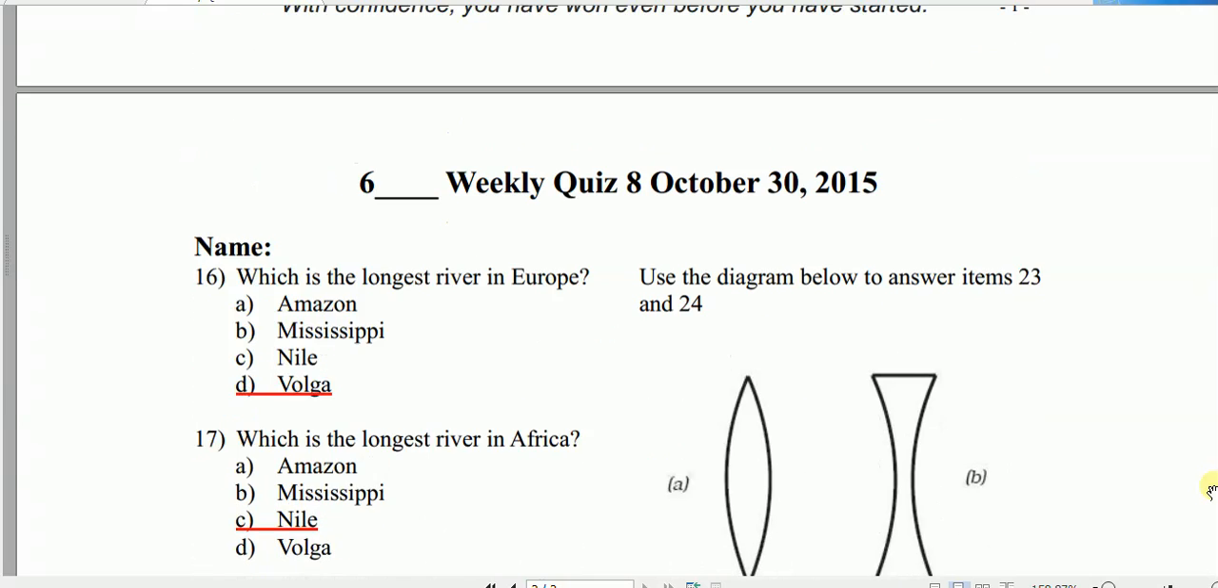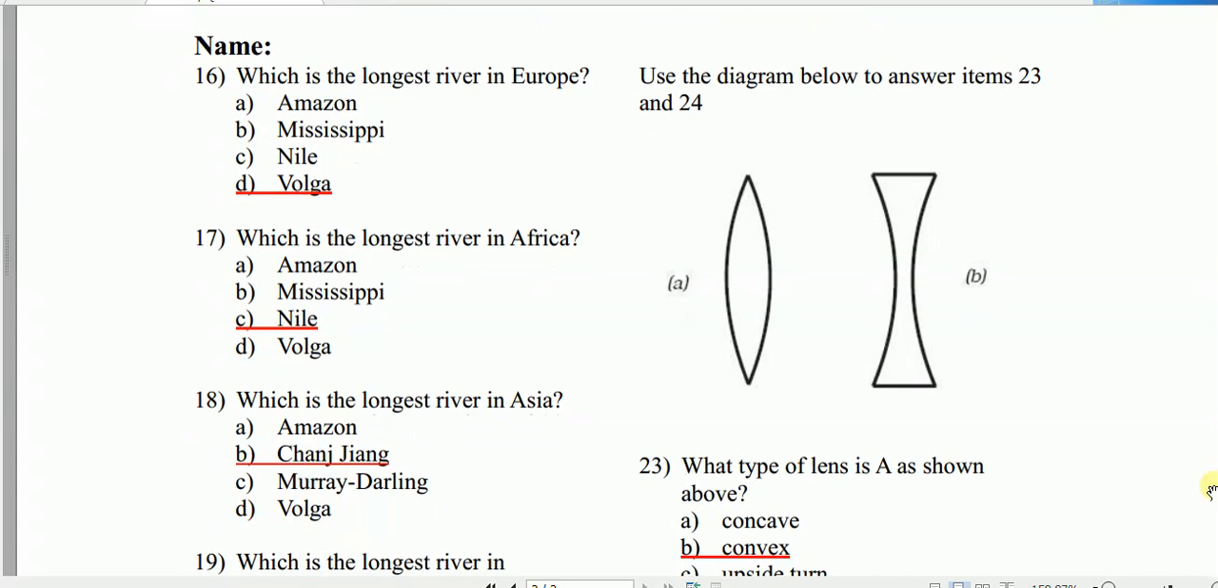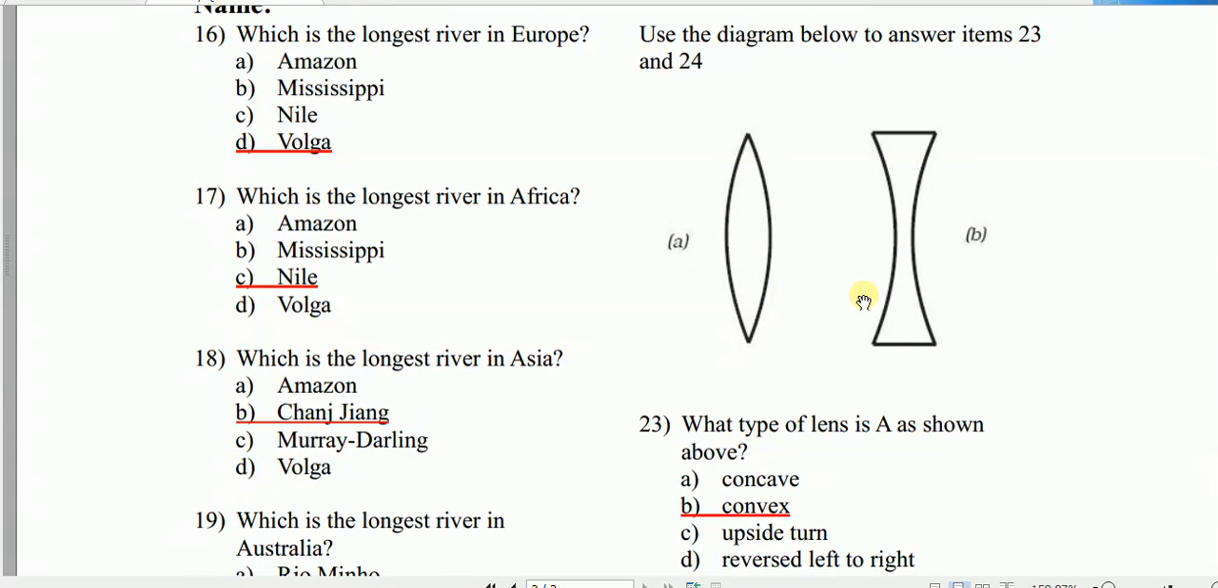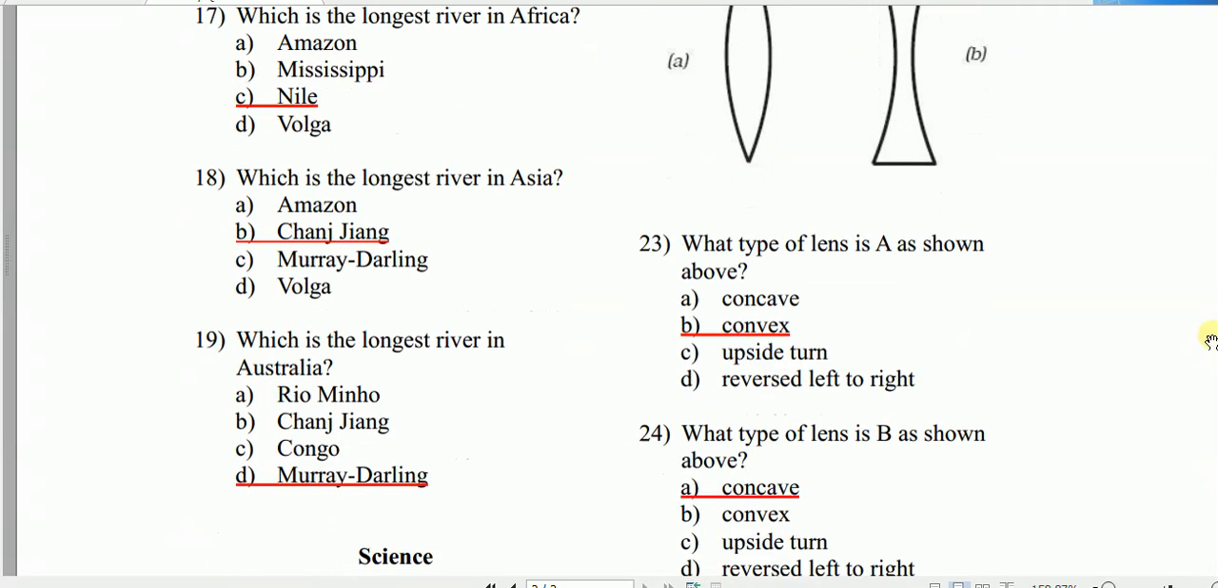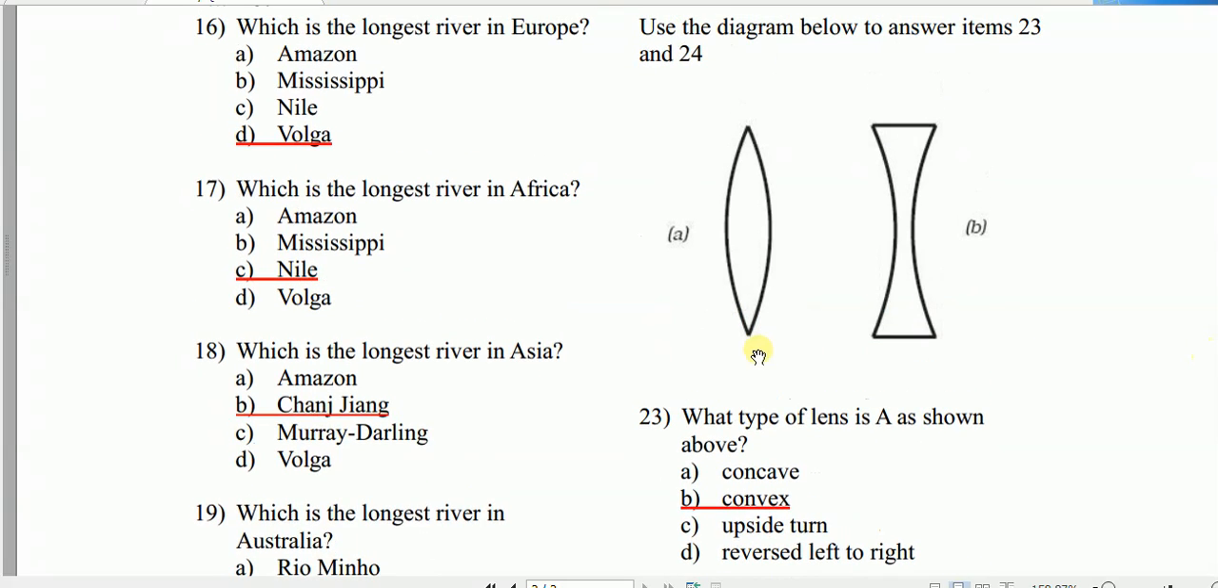We go to number 23, and for 23 and 24 we have to use A and B here, this diagram. Number 23 says, what type of lens is shown in A? And A would be a convex lens. A convex lens is thin at the edges. So here we have at the bottom an edge here and another one here. And it's thin at the edges, but it is thick in the middle.